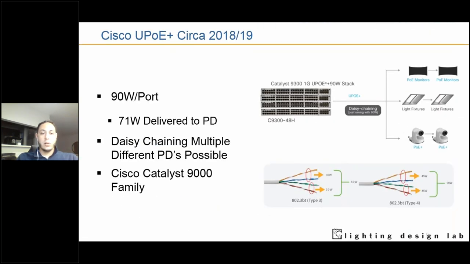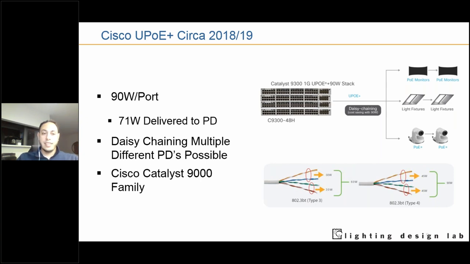And then later down the road, they developed what's called UPoE Plus, or the 802.3bt standard, where they have 90 watts per port availability of power for those PSE devices. It's the highest that it's been. And again, 90 watts per port, but 70 watts delivered to the powered device, delivered to the fixture. There is some energy being used by the switch itself and some of those cable connections. So yes, you will see the wattage being dropped from the switch to that end powered device.